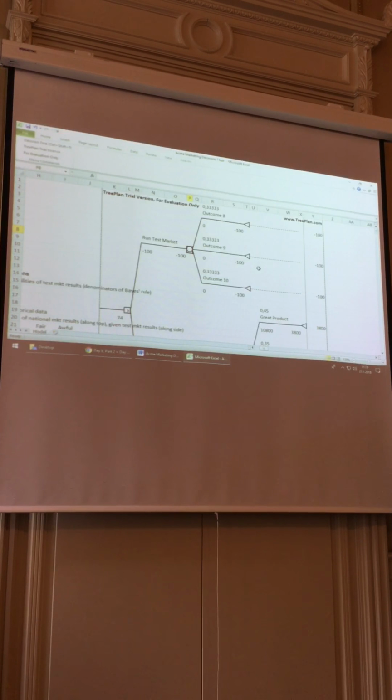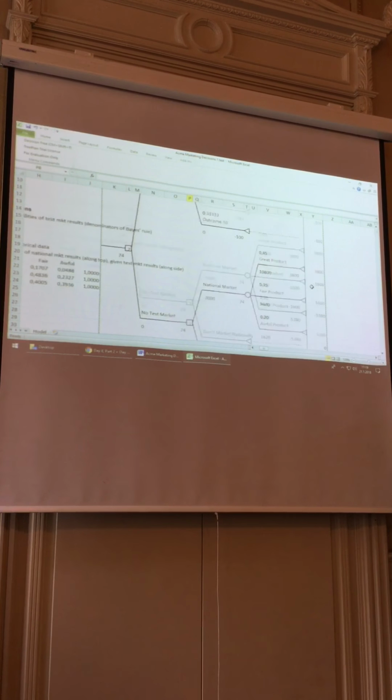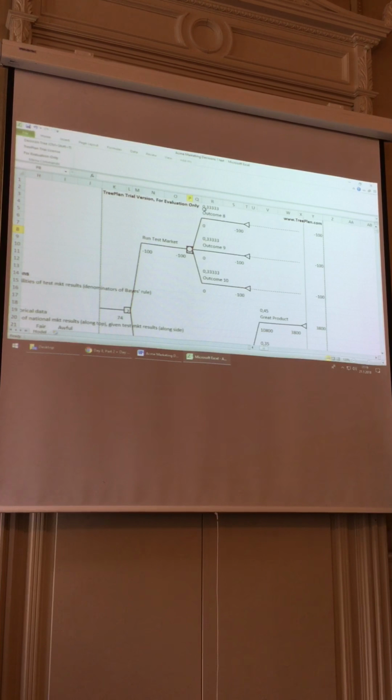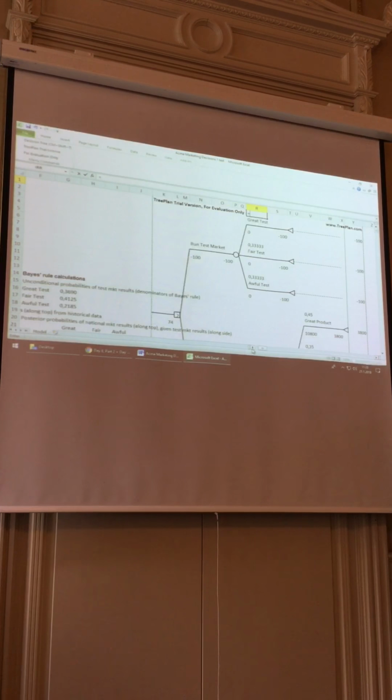Okay, I've seen this a bunch of times. All right, and there's my 3 branches. Tree's getting a little more gnarly now. So this is a great test, fair test, an awful test, right? A great test occurs how often? Well, I think we figured that out, right? 36.9% of the time, and a fair test occurs 41.25% of the time, and an awful test 21.85% of the time.